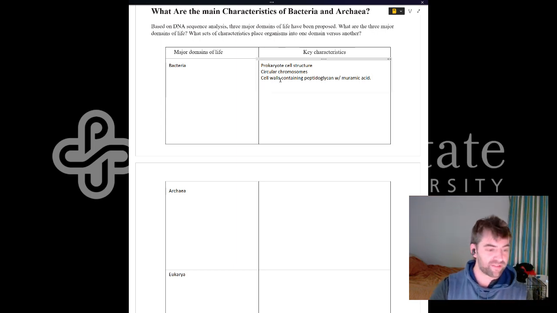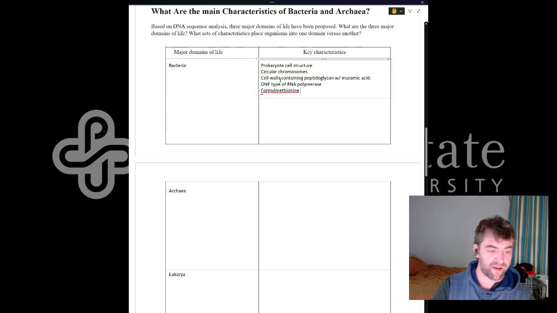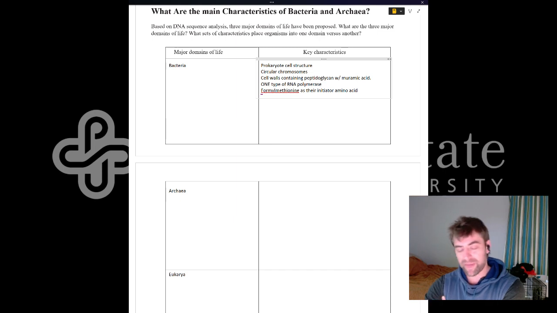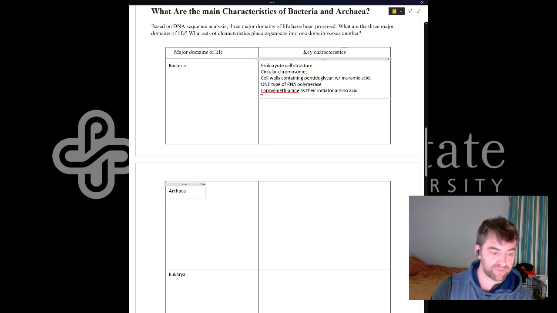All bacterial species use the same type of RNA polymerase, one type of RNA polymerase. And bacteria use formylmethionine as their initiator amino acid in order to start protein synthesis. So a formyl group has been added to the amino group and is specifically used for initiation of protein synthesis from bacterial or organelle genes.